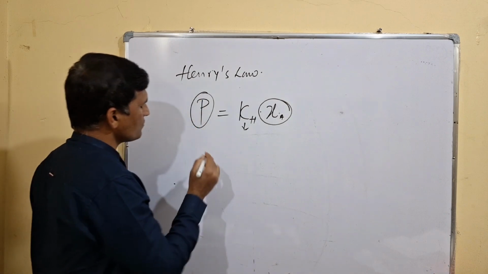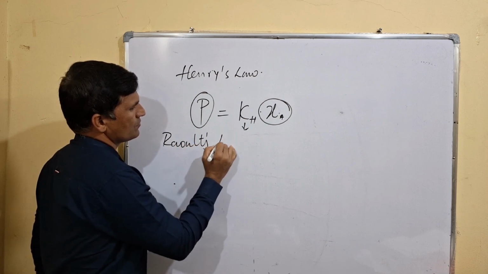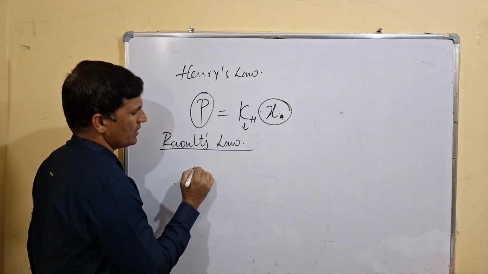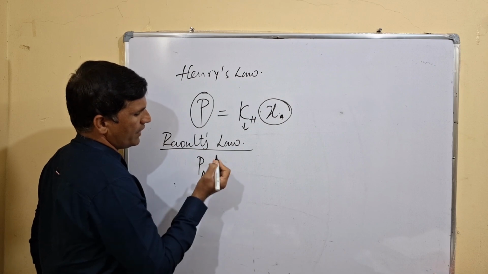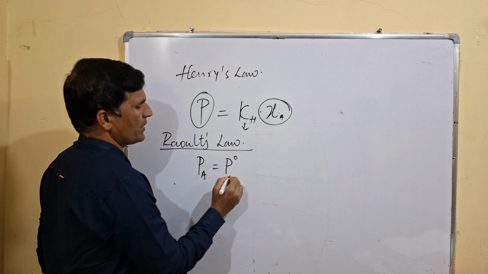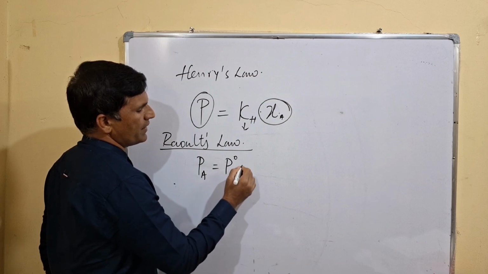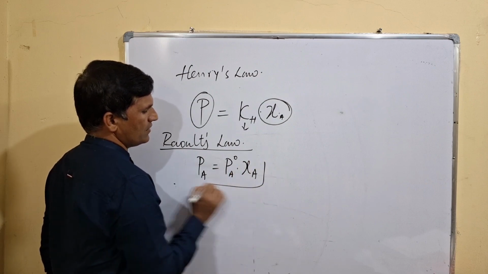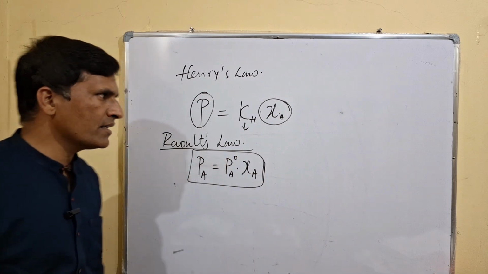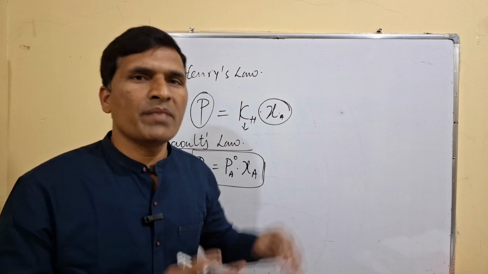Apart from this, the next important one is Raoult's law. On Raoult's law, you will be getting questions on this: the partial pressure of any liquid component of the solution is equal to the pressure of the vapor in the pure state into its mole fraction. So this is the formula we are going to use in solving the problems. One or two problems we will take on this also. These are the important formulas that you have to remember to solve a numerical problem.